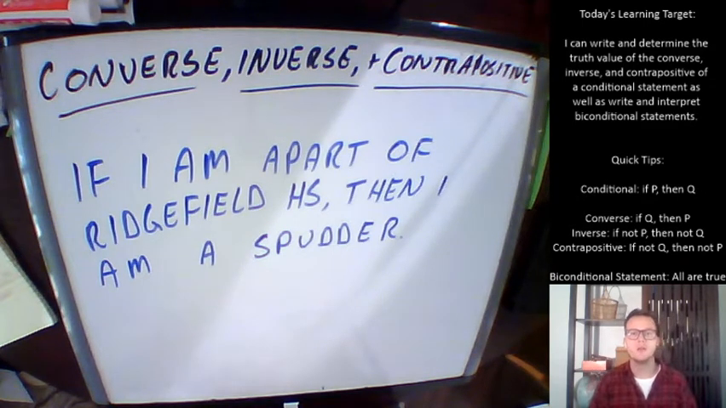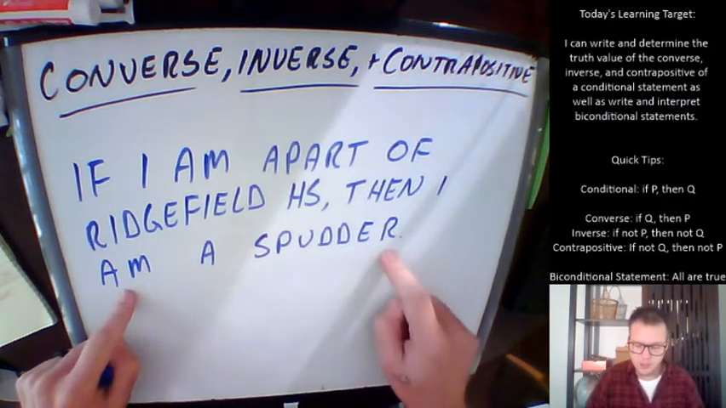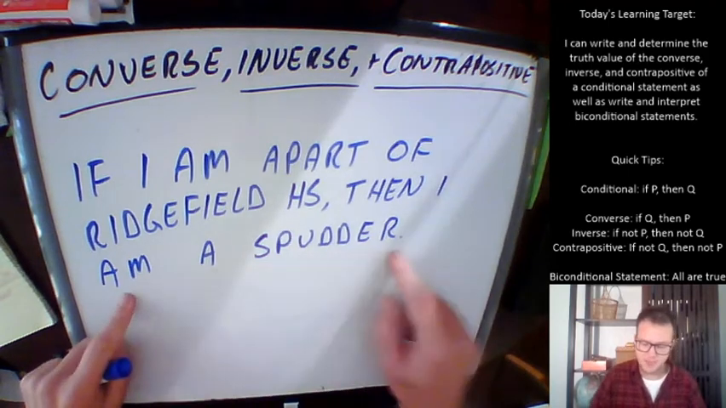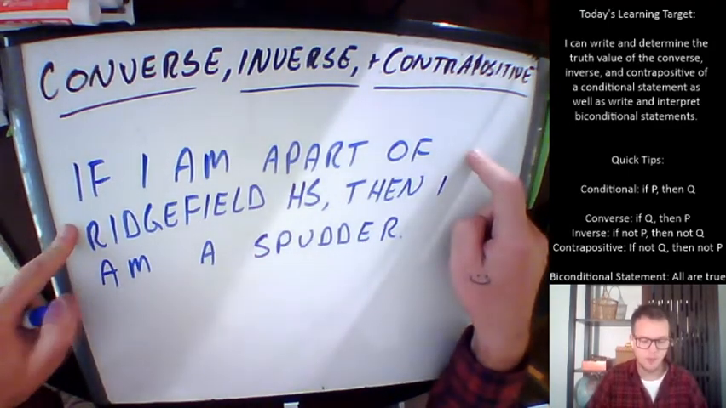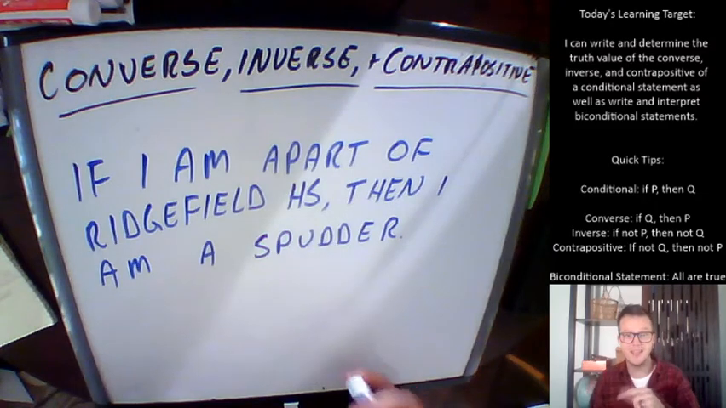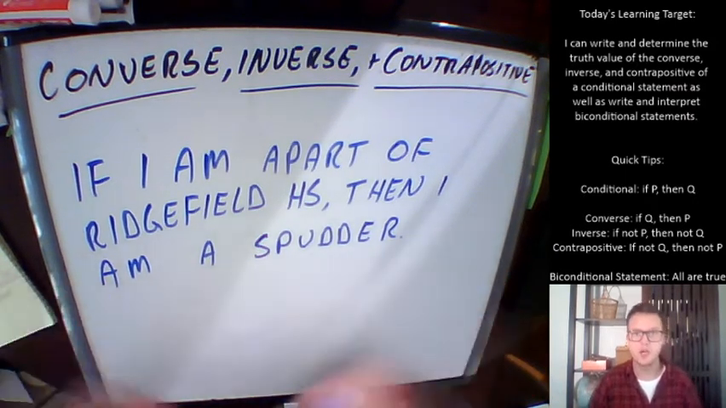So the converse says, if Q, then P. That means if the conclusion is true, then the hypothesis is true. So if I am a Sputter, then I am a part of Ridgefield High. Does that make sense? Well, yeah, it does. Believe it or not, there's no other school in the country, probably in the world, that identifies as a Sputter, just us. So that is true. The converse is true.